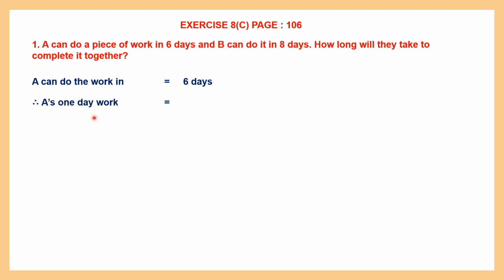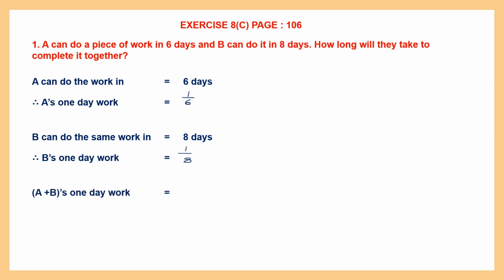A can do the work in 6 days, so A's 1 day's work will be 1 by 6. B can do the same work in 8 days, that means B's 1 day's work is 1 by 8. So now we know the 1 day's work. Now they're going to do this together, isn't it? So A plus B's 1 day's work will be 1 by 6 plus 1 by 8. We have to add up these two. So let's do that addition here: 1 by 6 plus 1 by 8.